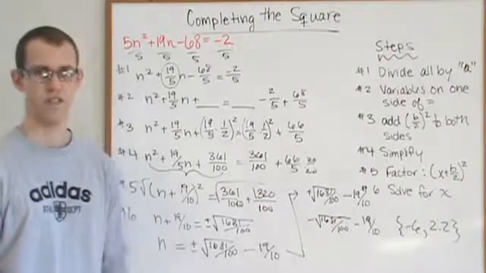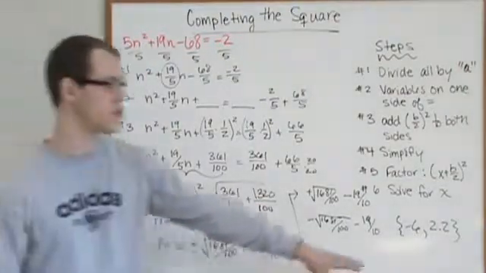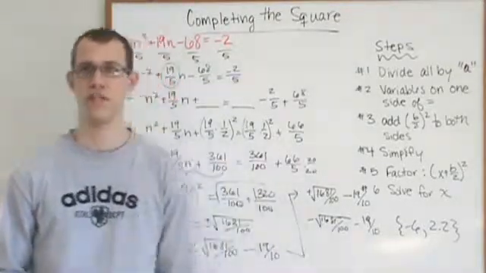So there you have it. All this work led to our zeros being at negative 6 and 2.2. That's completing the square.